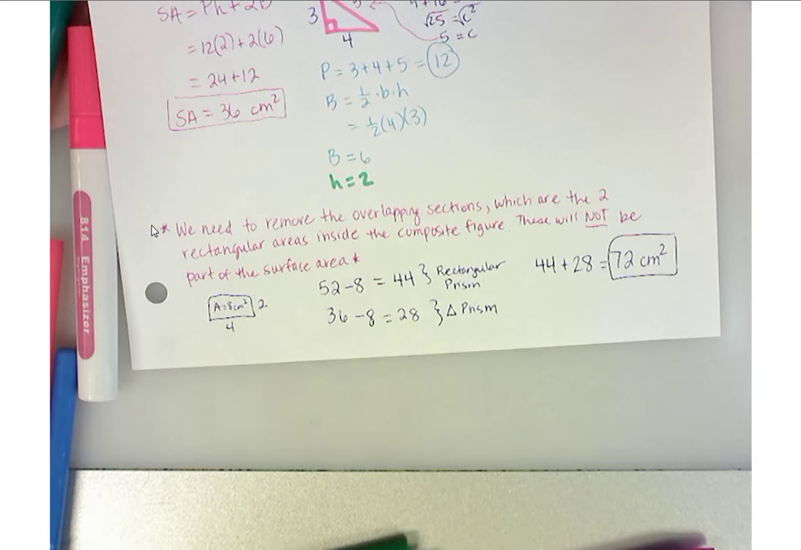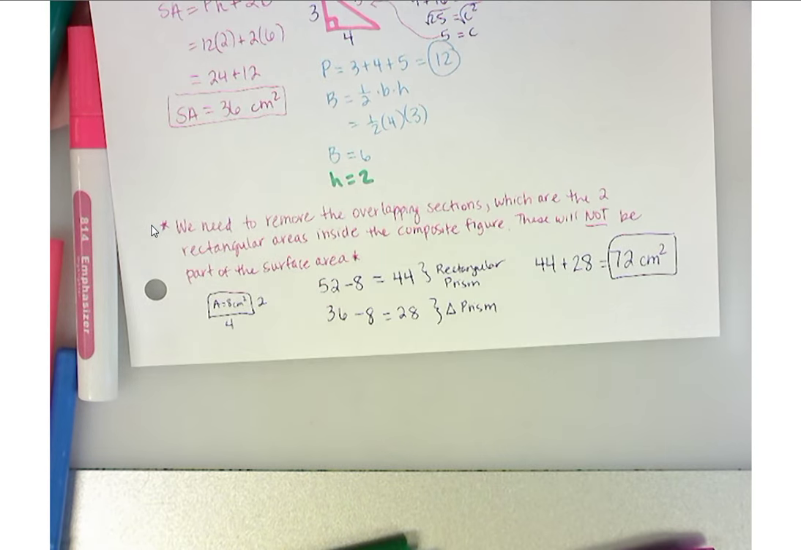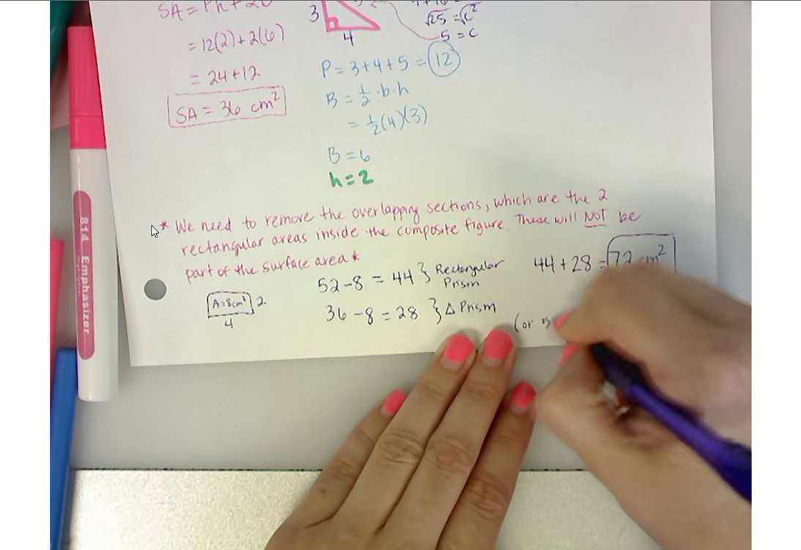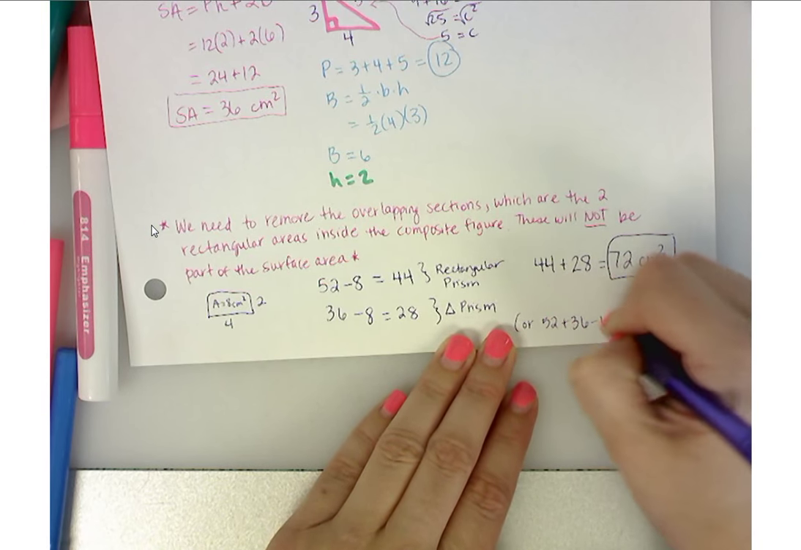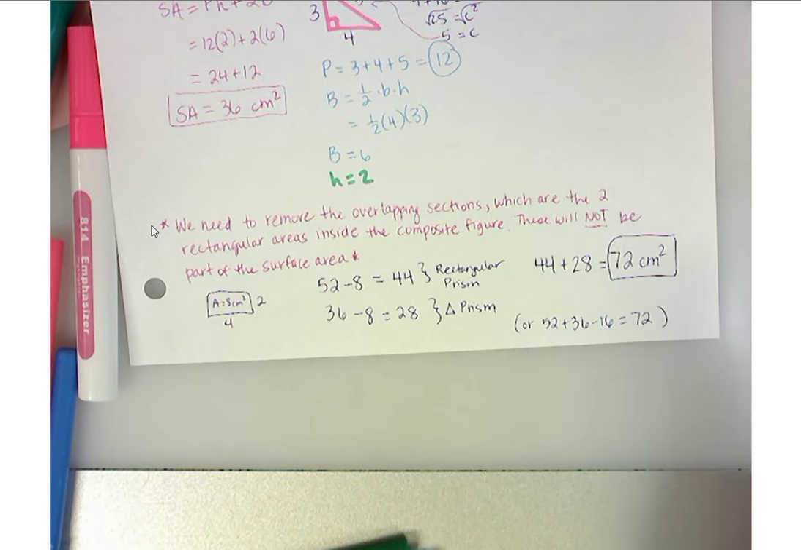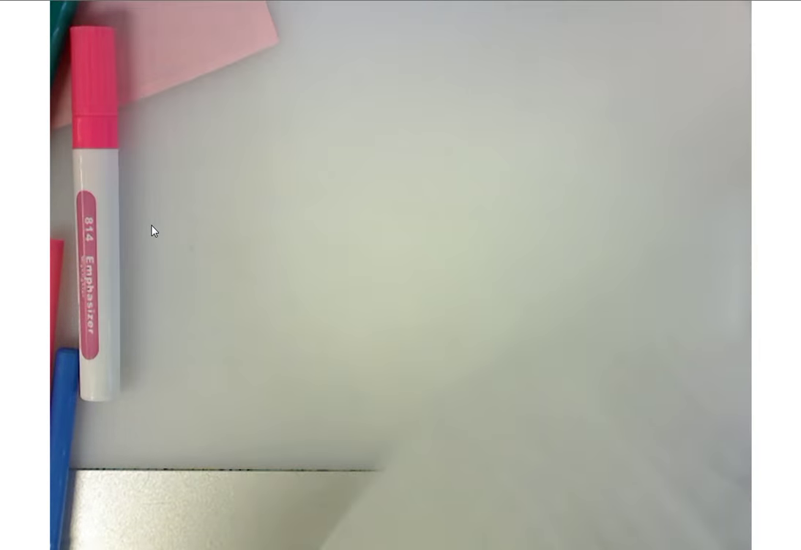Or you could also just add 52 and 36 and subtract what? 16. So you could also do 52 plus 36 minus 16. That will give you 72 as well. Questions for me on that? All right, let's move it to the back then.